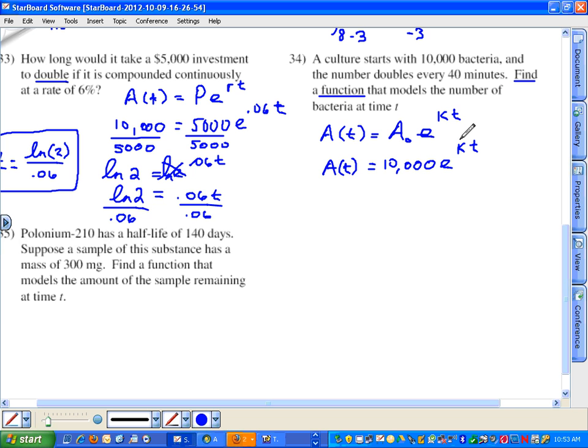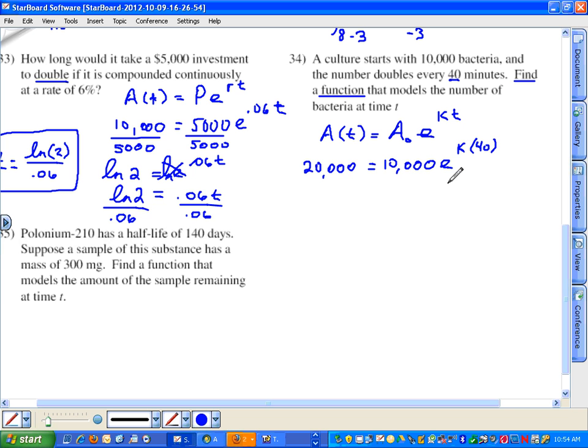In order to solve for k, k needs to be the only unknown, which means we're going to have to use some value of t and some ending amount in order to leave k as an unknown. Now, this is telling us that every 40 minutes, the number of bacteria doubles. So if I put 40 in for t, after 40 minutes, 10,000 bacteria are going to have grown to 20,000. So now we have an equation that's going to allow us to solve for k.